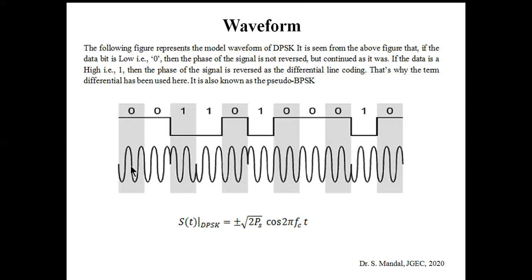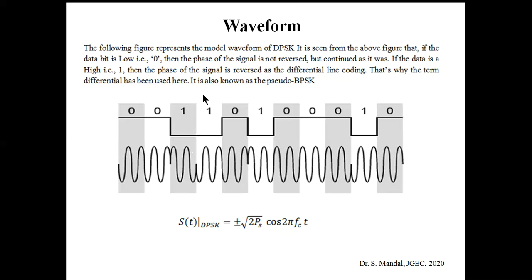Suppose the initial phase is pi. So the modulated wave will be continued up to this, and as the next bit is 0, there will be no phase shift. That means it will be continued up to the next time period. Now here you can see that as the next bit is 1, obviously there will be some kind of phase shift. That means if here for 0 the phase is pi, then for the next one the phase will be reversed. That means here the phase is 0. So it will be continued for this time duration.